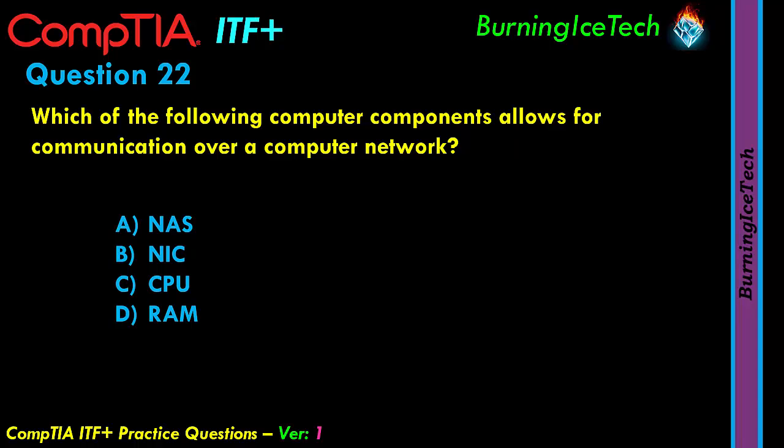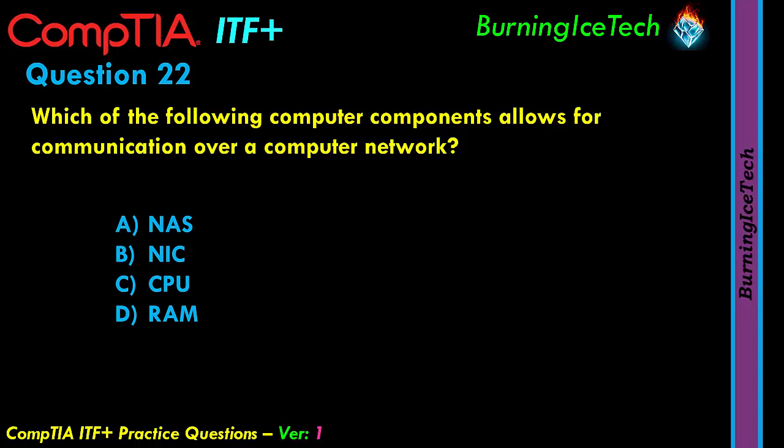Looking at answer C, CPU, Central Processing Unit. That is normally a chip you would insert on the motherboard. It's basically the main brains of your computer, but it's got nothing to do with allowing your computer to communicate over the network. It's not that kind of hardware. So far the answer still is B.